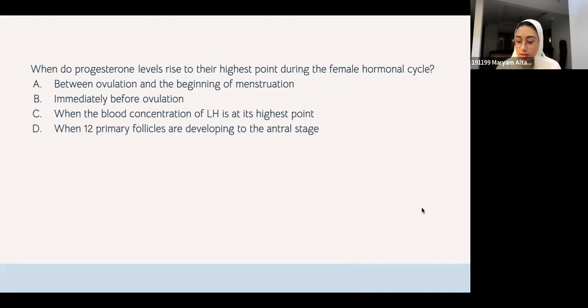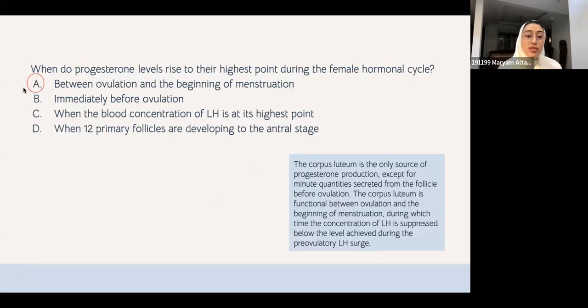What else? Any more ideas? Mid-luteal. Perfect. Okay. So the luteal phase is between what and what? Exactly. So another way of saying that, the luteal phase is between ovulation, which happens at day 14, and the beginning of menstruation, which happens at day 28. So that's why A is the answer here.